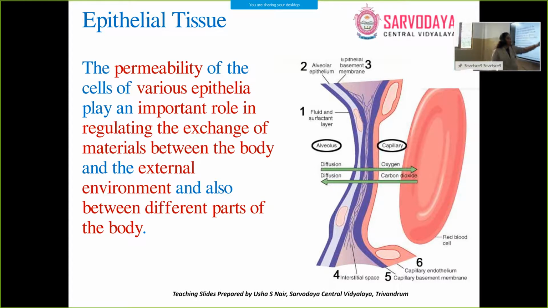Just to show you how it is, I have given an image. You don't worry about the image. It is in and out, diffusion, oxygen inside and outside. It is showing the diffusion process, how it happens. You don't have to bother about the diagram, you just have to see it. Here we are talking about permeability, which is why the cells of various epithelia play a great role in regulating the exchange of materials between the body and the external environment, and between different parts of the body.